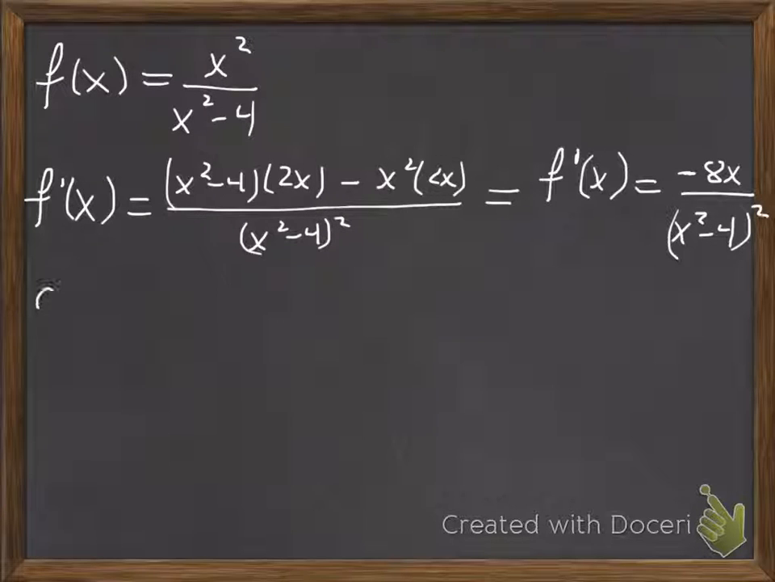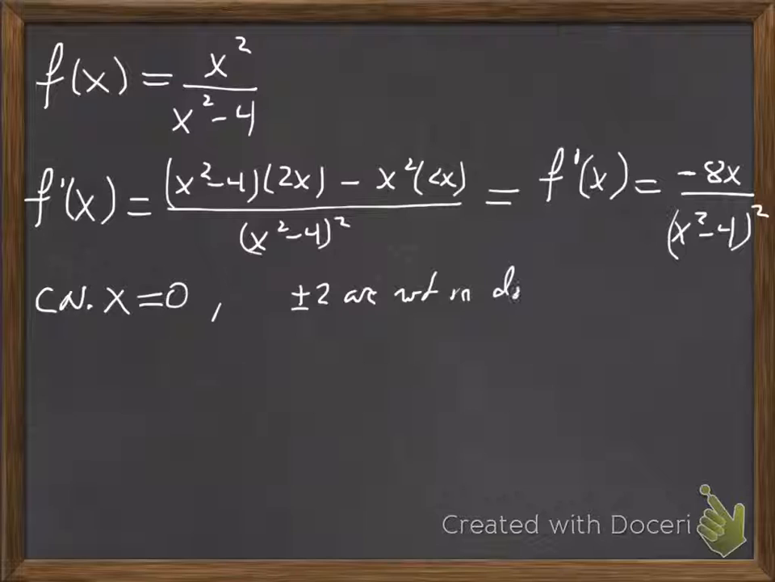Okay, and we're going to look for critical numbers. Critical numbers of a function are numbers of the domain for which the function has a derivative of 0 at that point, or it's not differentiable at that point. So that is only going to be x equals 0. That makes the first derivative 0. Plus and minus 2 are not in the domain, so they're not critical numbers, so we don't mess with them.